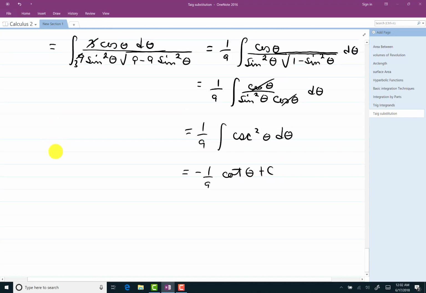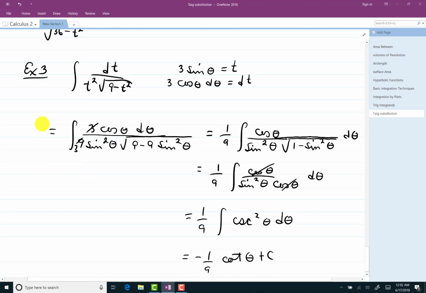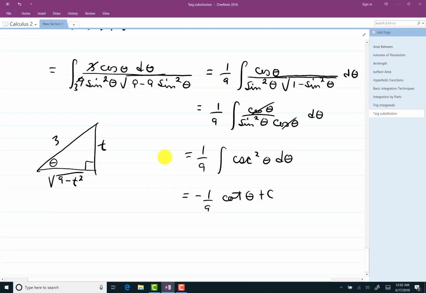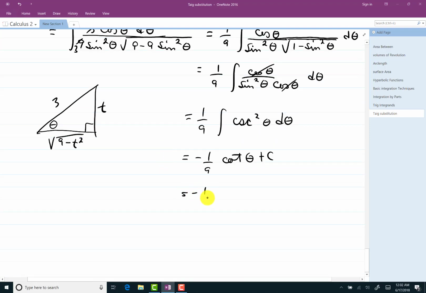Now let's go back to our original thing. What was it? 3 sine of theta equals t. In other words, sine of theta equals t over 3. So now make the triangle. Put your theta there. Sine is opposite over hypotenuse. So there's my opposite, there's my hypotenuse. That forces the other side to be this. Now I can go back and change everything. Cotangent is equal to adjacent over opposite.